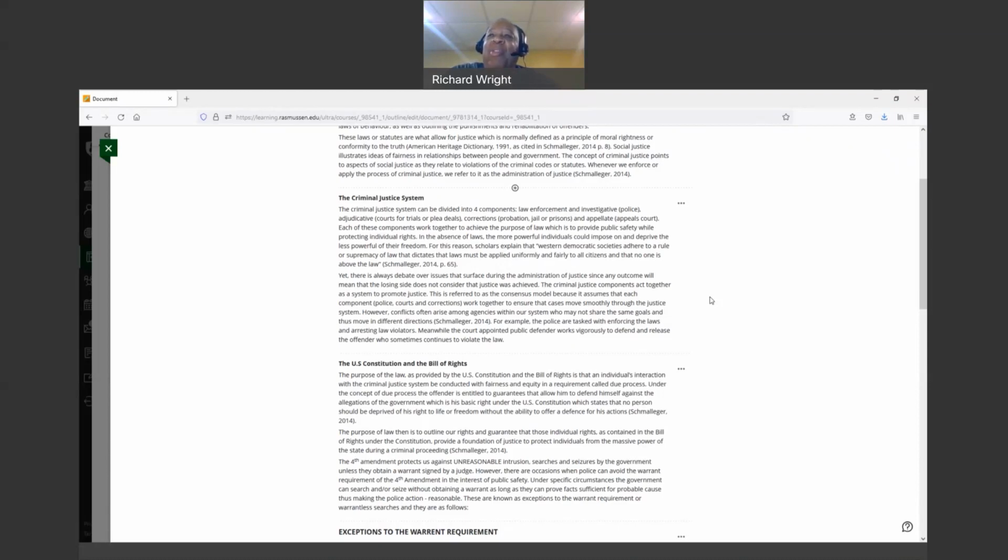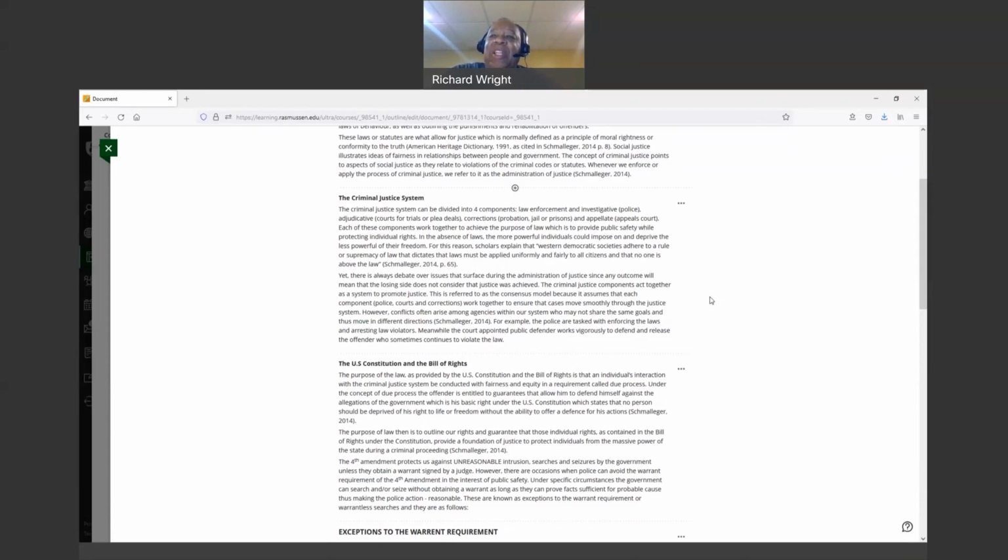All of these agencies or components work together to provide what we use in our society to apply the law. And the Constitution requires that it be applied fairly. We'll elaborate on that in just a minute.